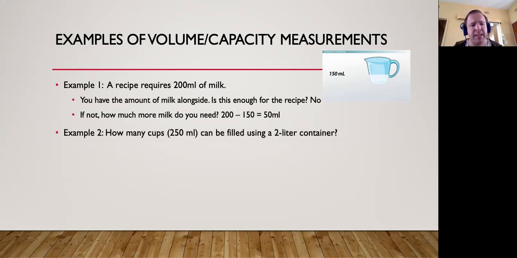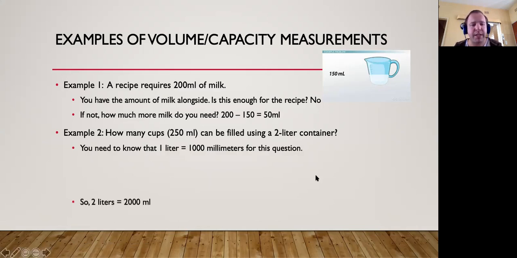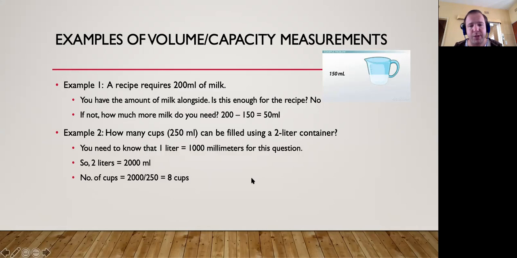The second example. Let's say you have a cup of coffee or something like that, and it contains 250 milliliters of water. How many of those cups can be filled using a 2-liter container? Here's where we start looking at the basic conversions. I mentioned just now that 1 liter is 1,000 milliliters. So over here, 2 liters is equal to 2,000 milliliters. To work out how many cups, we simply say 2,000 divided by 250, which is 8 cups.